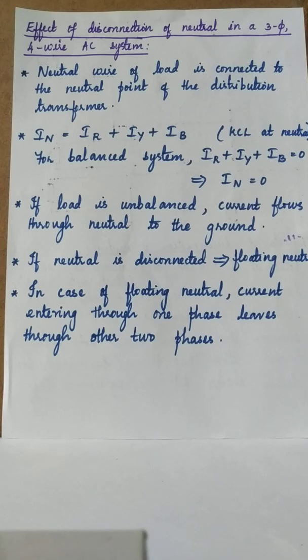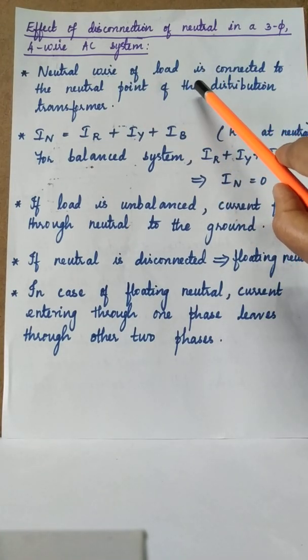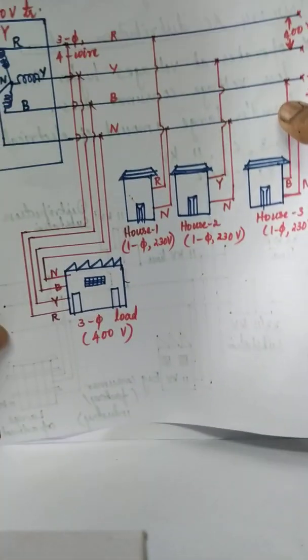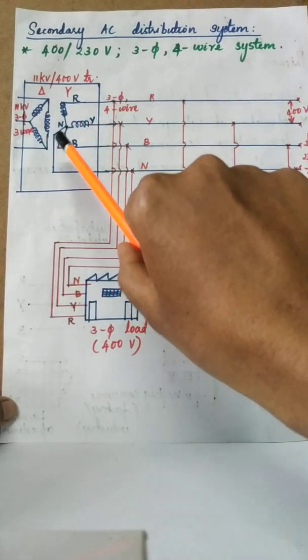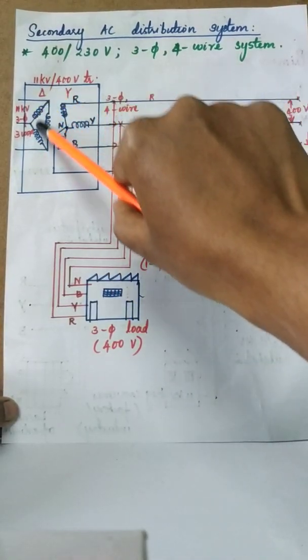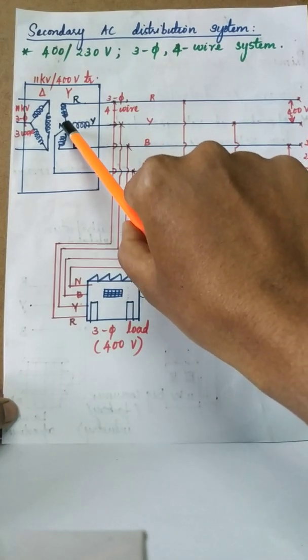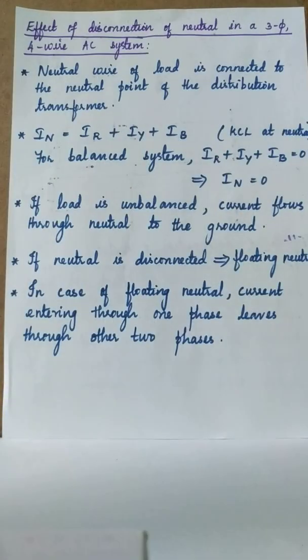We know the neutral wire is connected to the neutral point of the distribution transformer. What is the distribution transformer? Refer back to the diagram we have drawn in the secondary AC distribution system. This is the 11 kV by 400 volt distribution transformer, and we have the neutral wire on the secondary side of the distribution transformer.